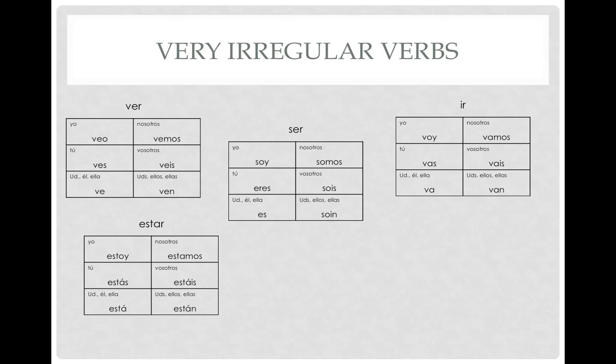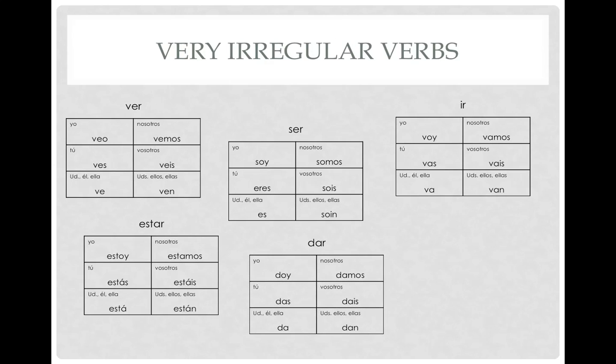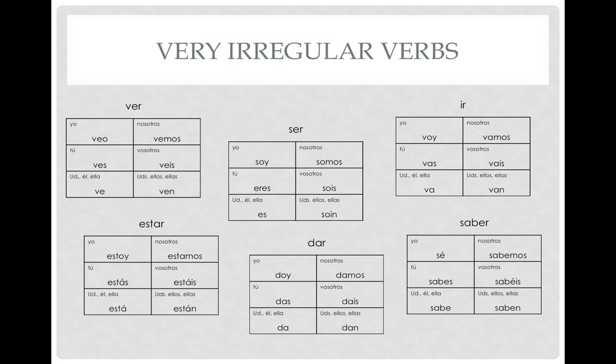Ir. The yo form is voy, and then we have vas, va, vamos, vais, van. Your next one is dar. Doy, das, da, damos, dais, dan. And your last one in this category is saber. The yo form is sé, with an accent, and then the rest of them conjugate like normal. Sabes, sabe, sabemos, sabéis, saben. Alright, and that wraps us up for our irregular verbs in the present tense.